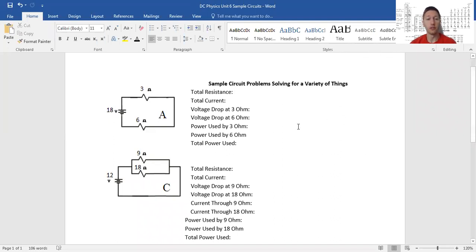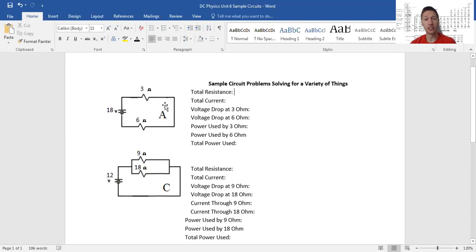So here we go. The first circuit we're looking at is the series circuit. We have an 18-volt battery, a 3 ohm resistor, and a 6 ohm resistor. Both the 3 ohm and the 6 ohm are in series, which means that the electrons have to travel through them. So as electrons leave the 18 volts, they're going to go through a 3 ohm resistor, then a 6 ohm resistor. So what's our total resistance?